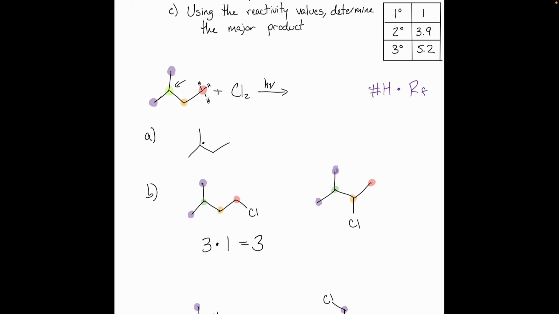Okay? Now I'm going to go on to the orange carbon. So this is my next product here. The chlorine's on the orange carbon. How many hydrogens were originally on that orange carbon? 2. Is it a primary, a secondary, or a tertiary carbon? So it's secondary. It's got 2 carbon-carbon neighbors. So I'm going to use the reactivity factor for that, 3.9. That gets me 7.8, I think.